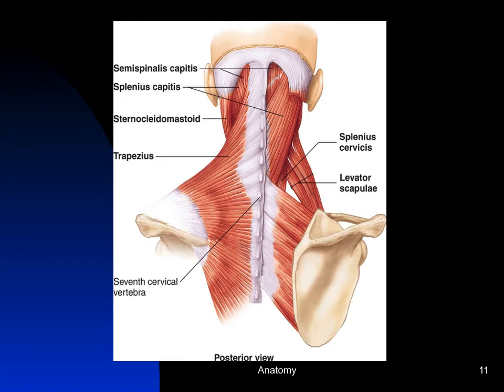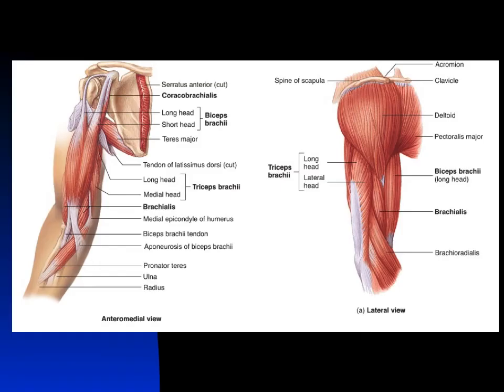So more important muscles. Next week, we'll also go over muscles that flex and extend the arm, or the elbow. So you have to know the biceps brachii, the triceps brachii, brachialis, and the brachioradialis, which are shown there. The three of them are flexors. The triceps brachii, that's an extensor.